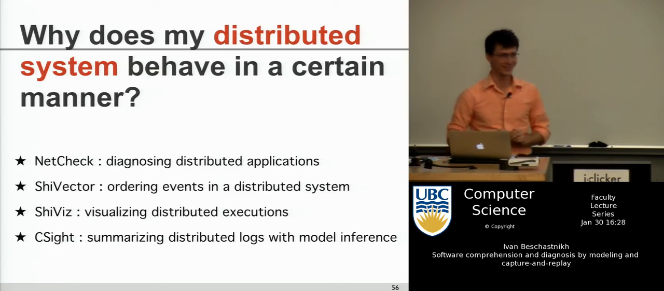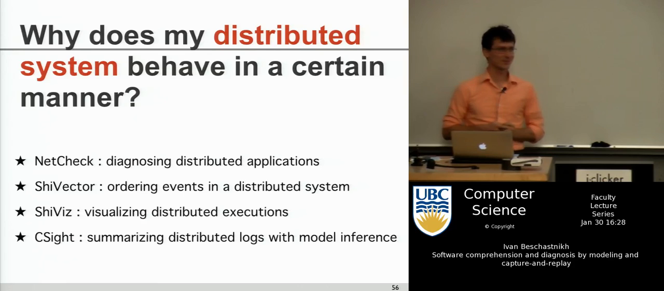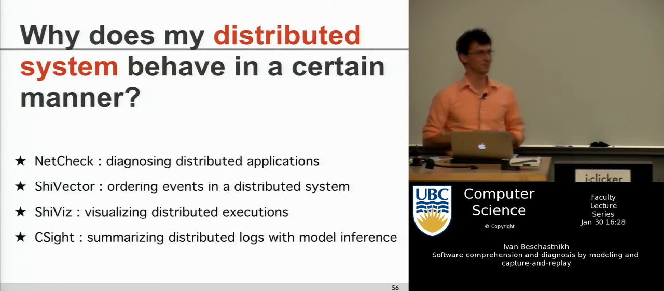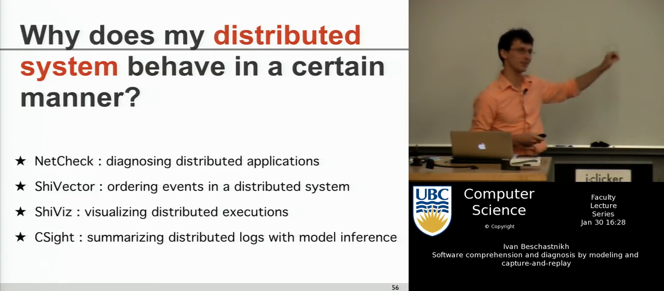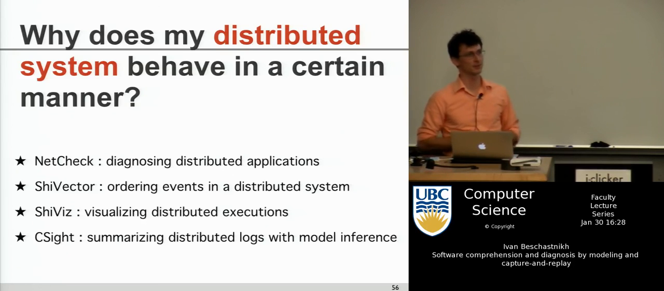And unfortunately, distributed systems are not modeled as CFSMs. People basically model them by scribbling things on a whiteboard. So the reality is that we don't have abstract models for the things that we build, oftentimes.